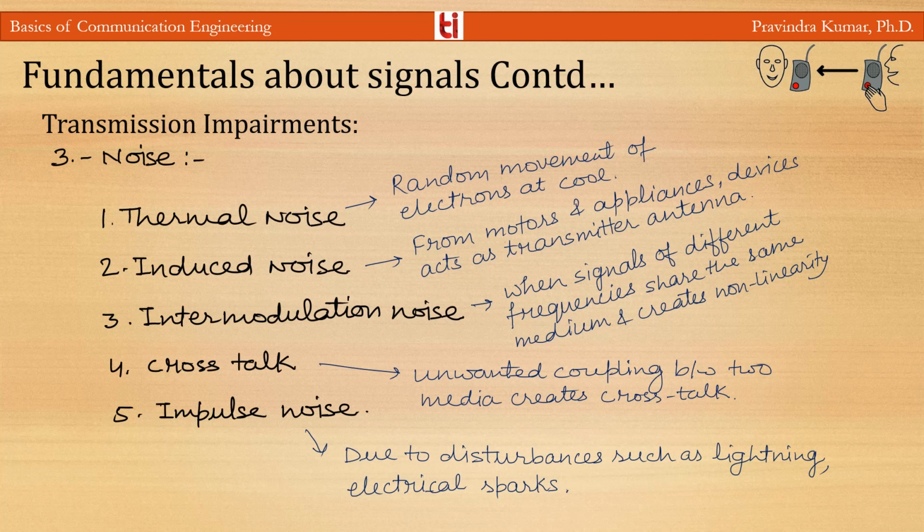So this is the end of this lecture. Here we have discussed what a signal is, characteristics of the periodic signal, and transmission impairments. This was lecture 4 of the lecture series of Basics of Communication Engineering. Till now we have discussed the introduction of the communication system. From the next lecture we will start discussion about the need for modulation technique.